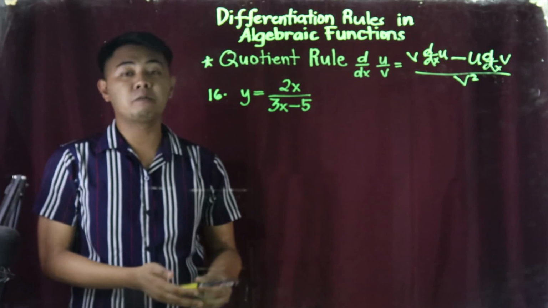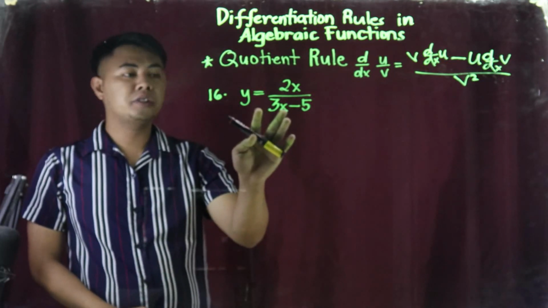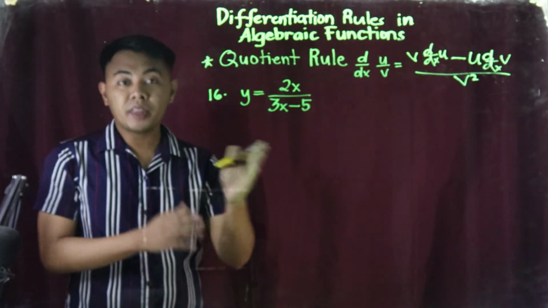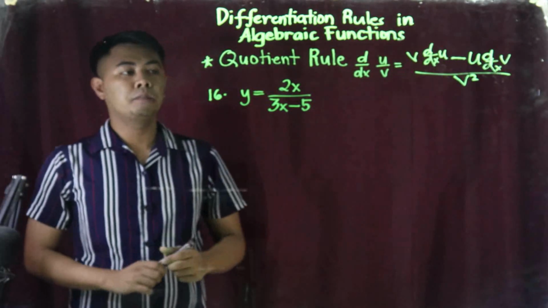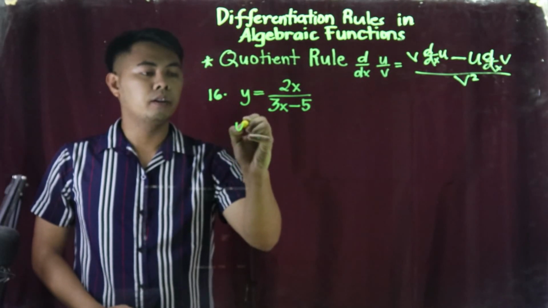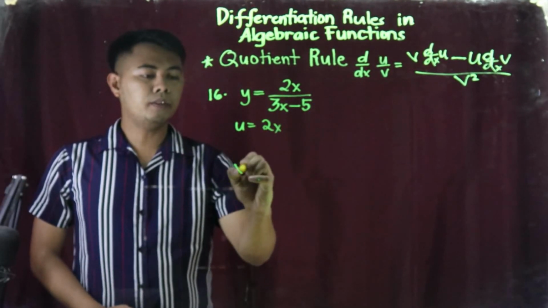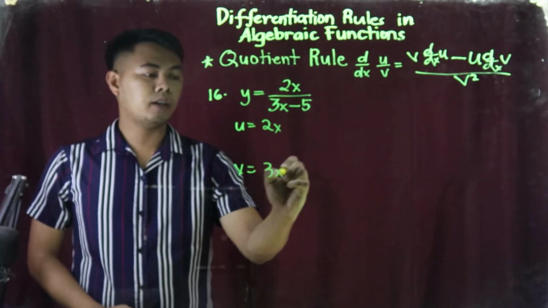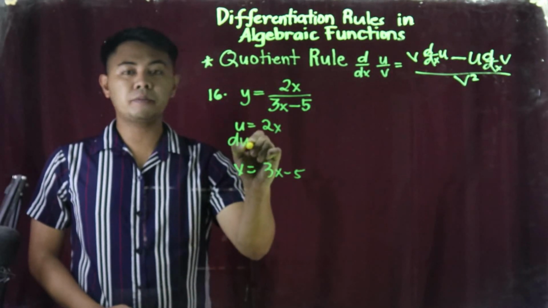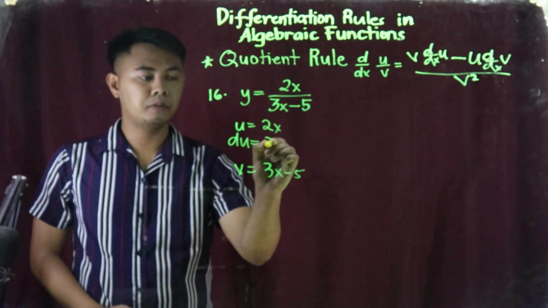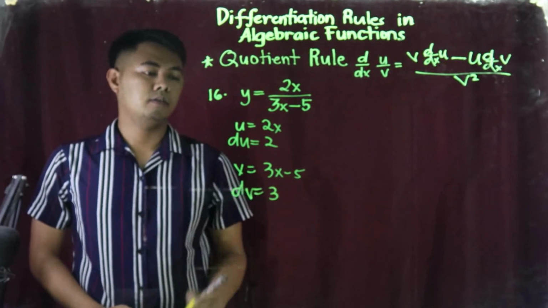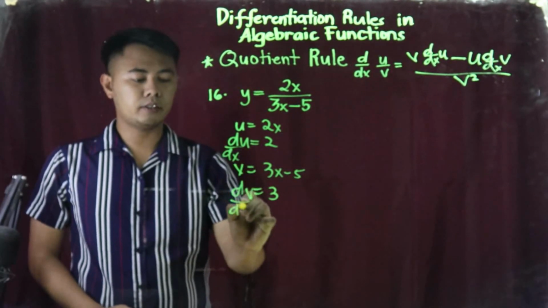Another example applying the quotient rule. The given rational function is y is equal to 2x over 3x minus 5. So what is the derivative of this? Okay, we're going to apply this rule. But before that, we need to determine the u and the v. So our u here is the numerator, u is 2x, and v is the denominator, 3x minus 5. And then find the derivatives. The derivative of u is 2, and the derivative of v is 3, over dx.